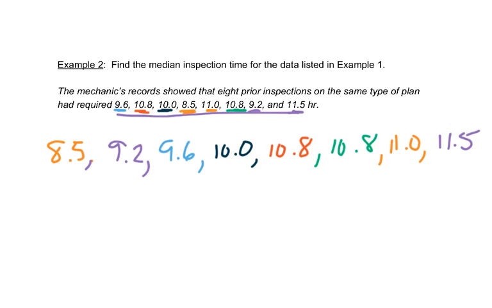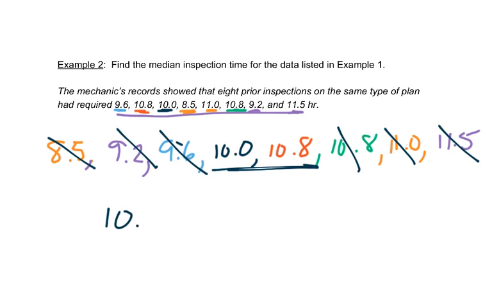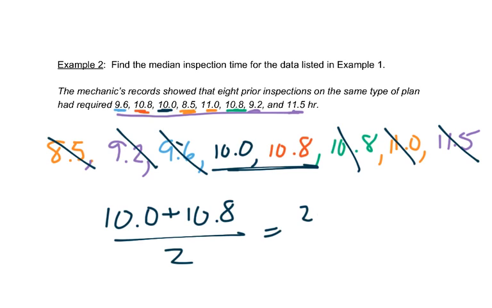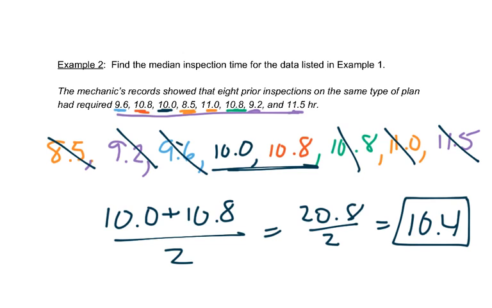A lot of times people kind of cross them off from each end or move their fingers in from the outside edge, canceling off each one on the outside edge each time. That tells us that these are the 2 middle numbers, and because we have 2 middle numbers, we need to find the average or the mean of those 2. There's 2 of them, so we'll divide by 2. So we'll take 10.0 plus 10.8 is 20.8, and we'll divide by 2, which is 10.4. So our median is 10.4.